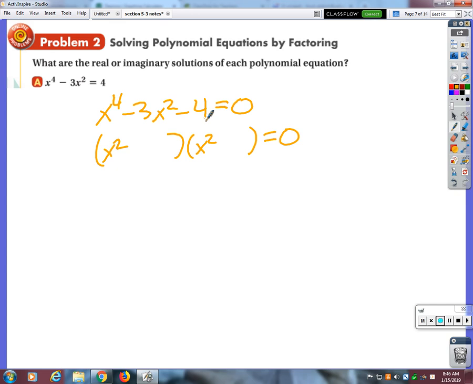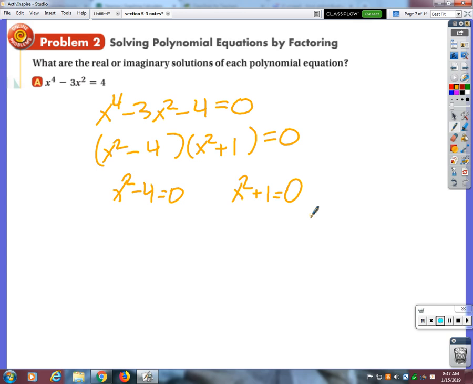Two numbers that multiply, negative 4 and plus 1, because negative 4 times 1 is negative 4, and negative 4 plus 1 is negative 3. Okay? So that means that each one of those separate pieces has to equal 0, right? So now I have two new, much simpler equations to solve. One is x squared minus 4 equals 0, and the other one is x squared plus 1 equals 0.